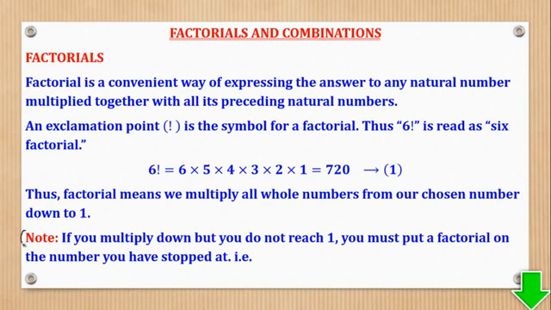There is an important note here: if you multiply down but you don't reach 1, you must put a factorial on the number you have stopped at. For example, if I say 6 factorial is equal to 6 times 5 times 4, and I stop at 4, it implies that I should put a factorial on that 4. That rule is very, very important, as we shall see in the examples. For example, 6 factorial is equal to 6 times 5 times 4 factorial. Because this is not 1, that's why I add a factorial there.